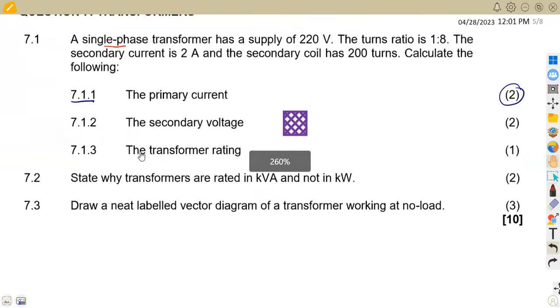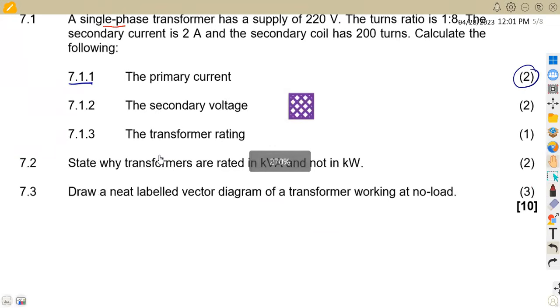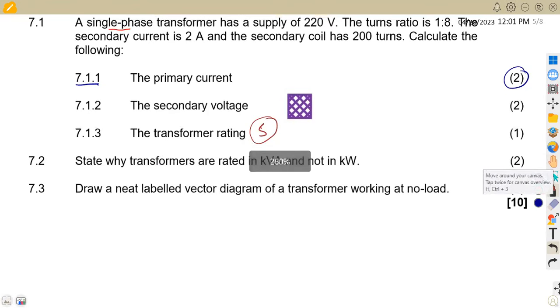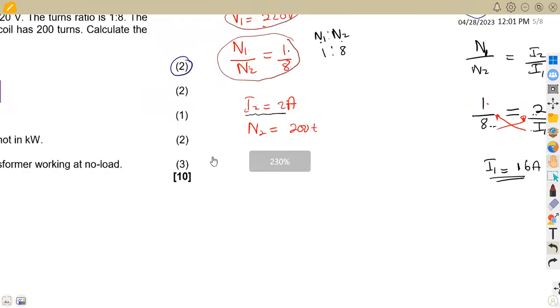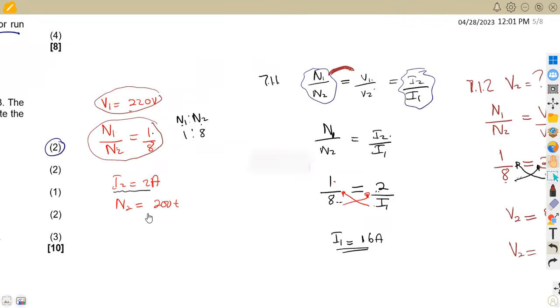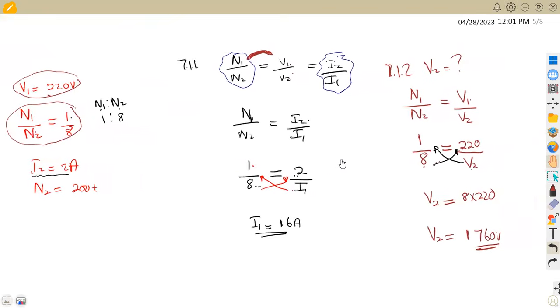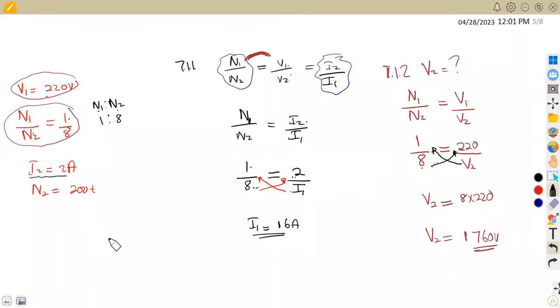The transformer rating, okay, that's 7.13. What is the rating of the transformer? So when you are asked to find the transformer rating, we are finding this from where? What determines the rating of a transformer? That is the apparent power, which is S, where we know that S is equivalent to the voltage times the current. So from S, we can determine the rating of a transformer. So the rating of a transformer is taken from apparent power, volt amperes.